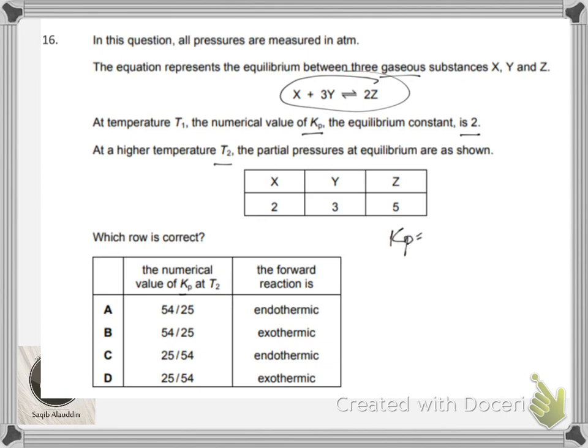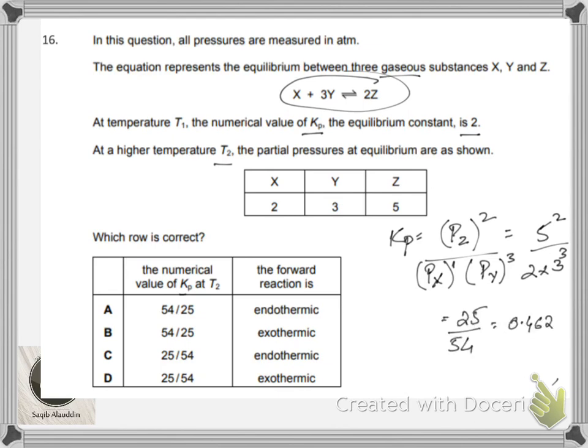Okay, let's do this thing. Partial pressure of the product, partial pressure of Z square because of the coefficient 2, upon the partial pressure of the reactant, partial pressure of X power 1 because 1 in the coefficient, and partial pressure of Y power 3. Let's put the values and calculate. So the partial pressure of Z is 5 square upon 2 into the cube of 3. Let's calculate Kp. Okay, so the answer is 25 upon 54, which leaves us with option number C and option number D.